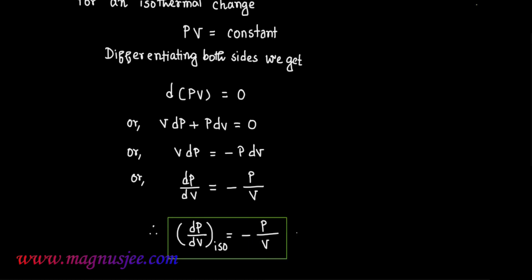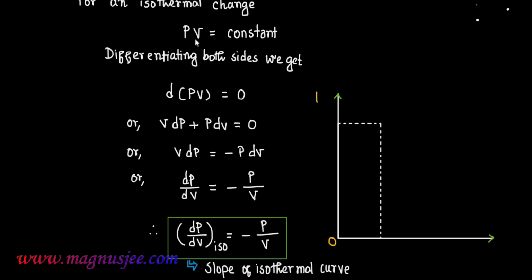(dP/dV) iso equals minus P by V, which is the slope of the isothermal curve. We can draw pressure and volume axes. Pressure is plotted along the vertical axis. Volume of an ideal gas is plotted along the horizontal axis. Towards the right, expansion of the ideal gas occurs.